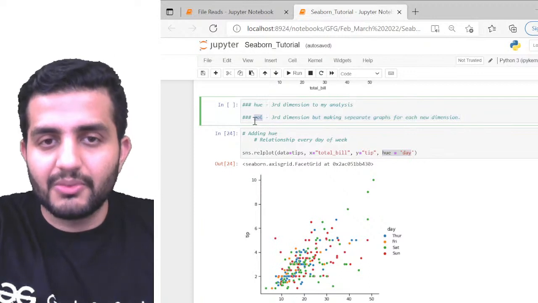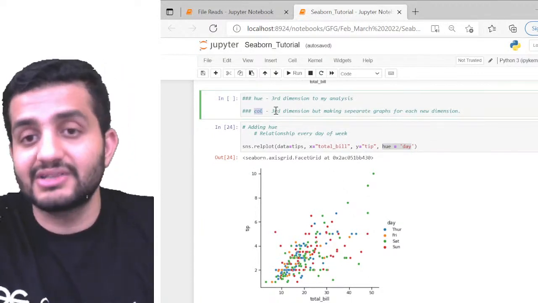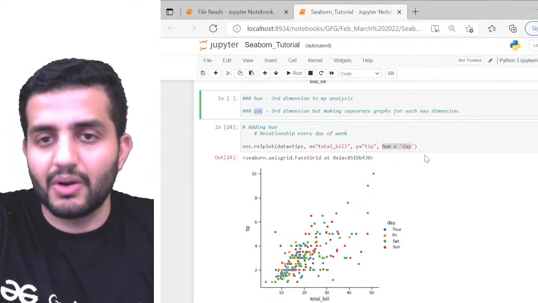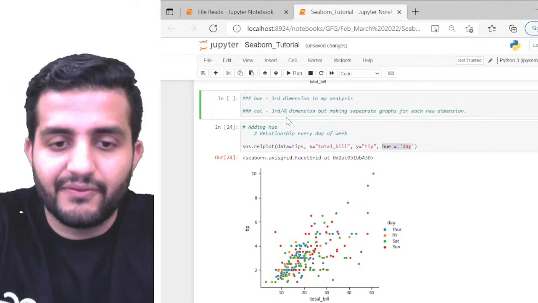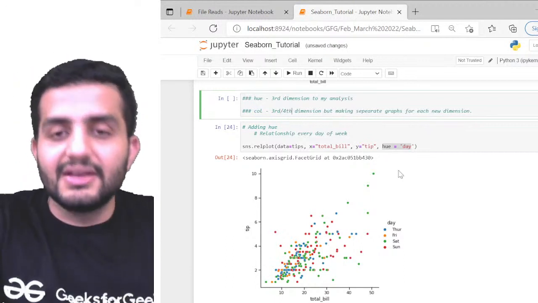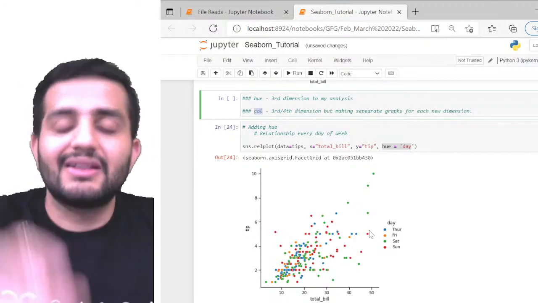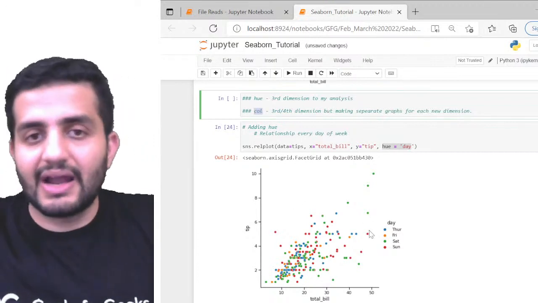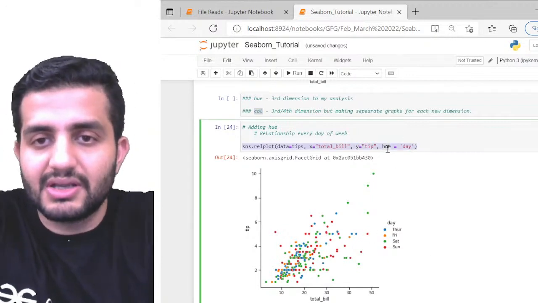We can use the column col here, and it's going to add again the same third dimension, maybe in this case a fourth dimension if we're going to use hue and col both. And in this sense, whatever parameter I'll be passing to col, for that parameter I'll be getting a different graph for each of my granularities. For example, if I simply do here, say col.